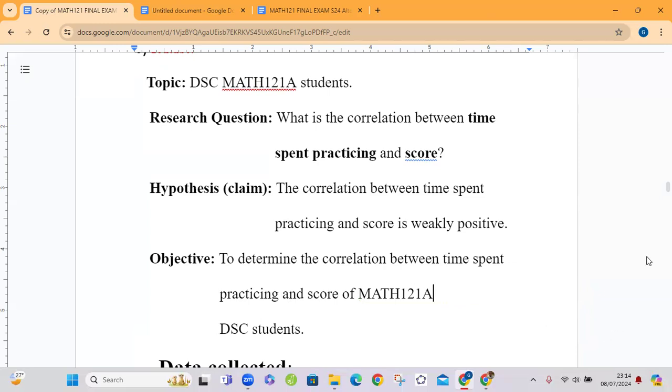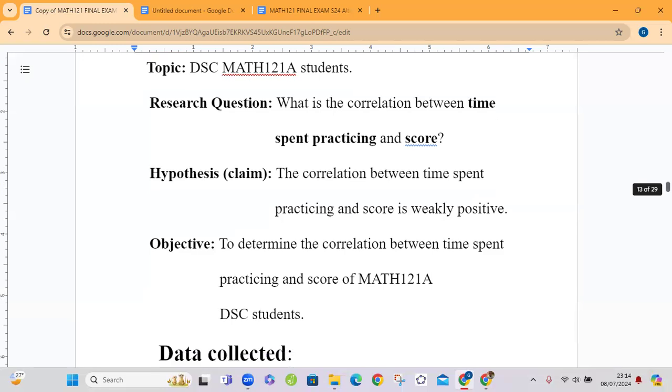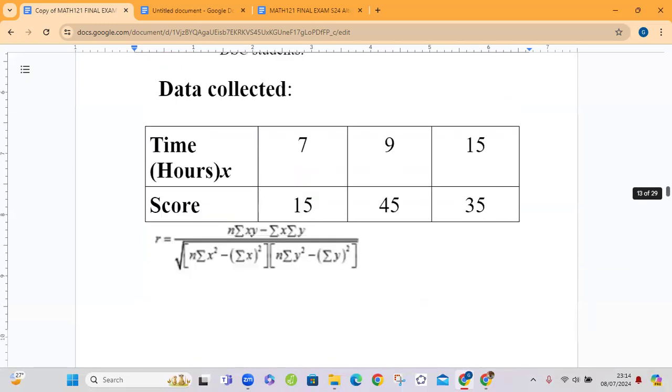So now data has to be collected to fulfill that objective and also to test that claim. So the data collected is presented in this table. 3 students were interviewed. One said they studied for 7 hours, they got 15. Another said they studied for 9 hours, they got 45. Another said they studied for 15, they got 35. So you can actually sense there is a slight correlation between the two. As time spent practicing increases, score seems to be increasing.